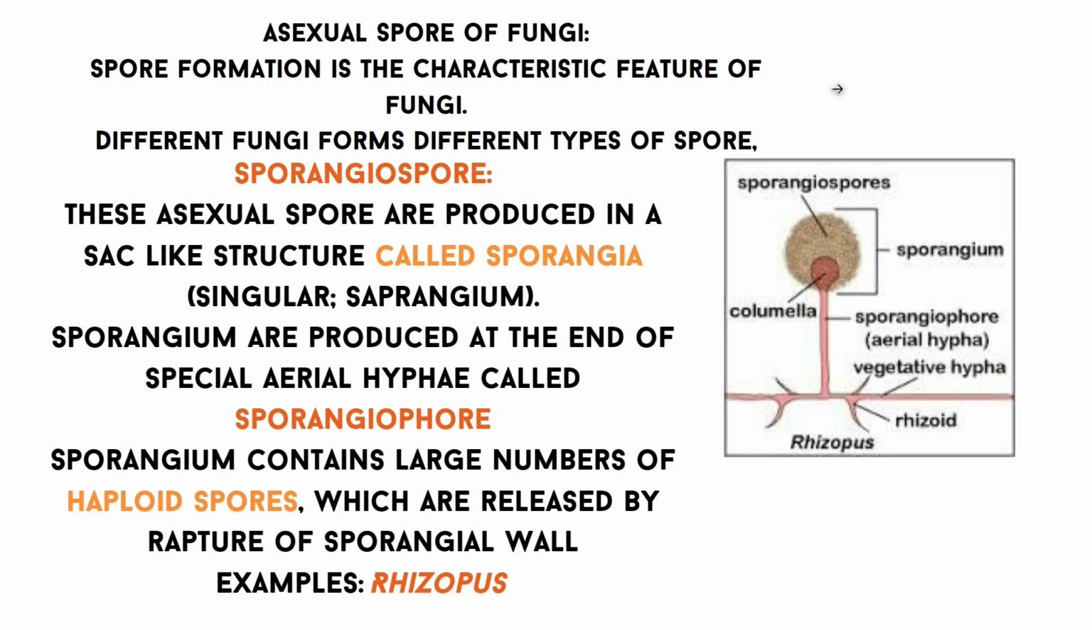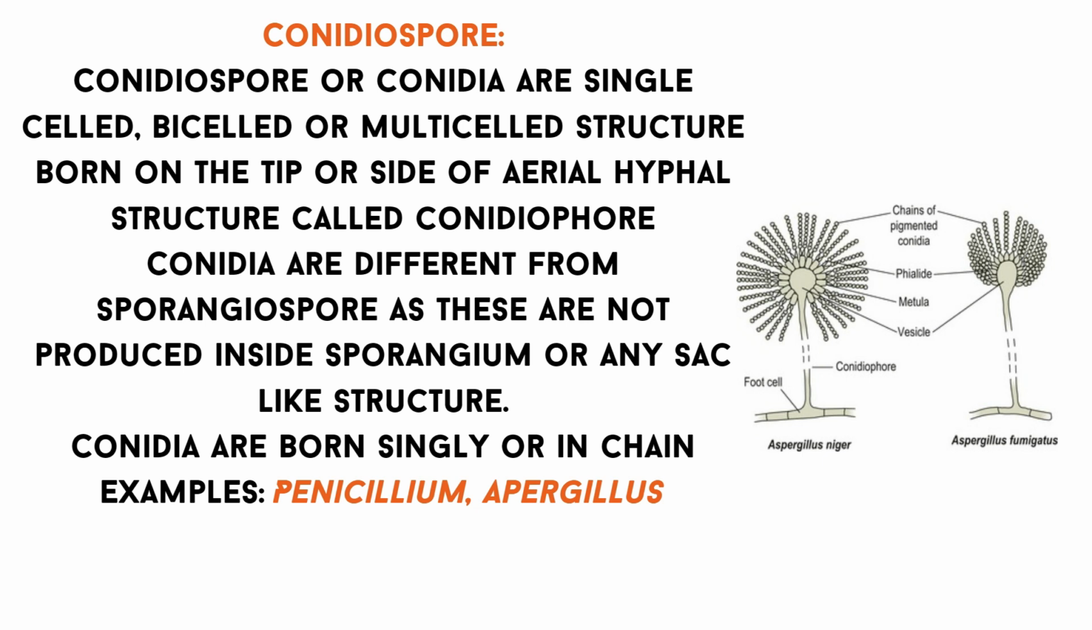Asexual spore reproduction in fungi. Different fungi produce different types of spores. Here you can see in this picture a rhizoid and the sporangiophore. At the tip of the sporangiophore, you can see the sporangium. This sporangium consists of sporangiospores, and this sporangium gets ruptured and the sporangiospores are released, and each individual spore tries to germinate into a new specialized hypha. The example is Rhizopus.